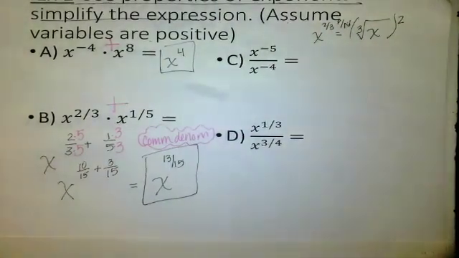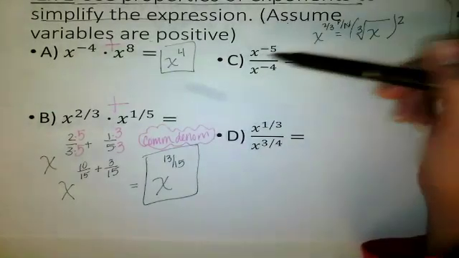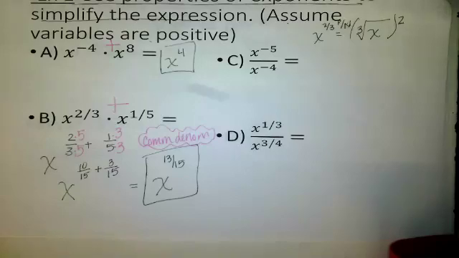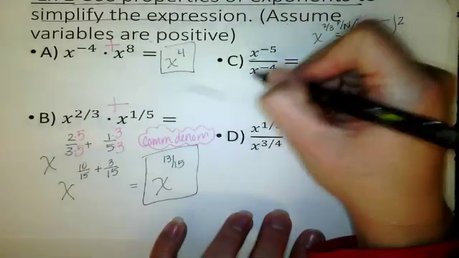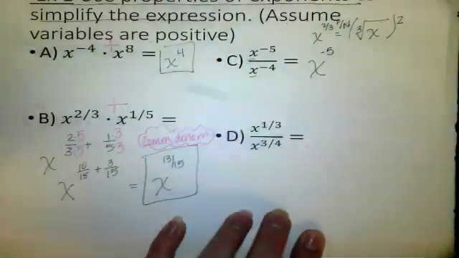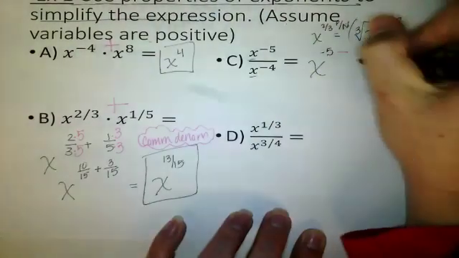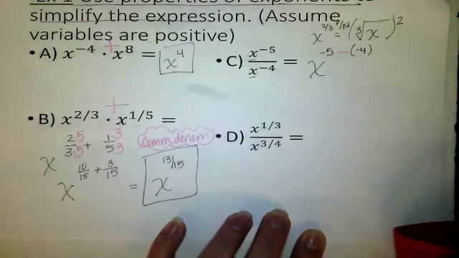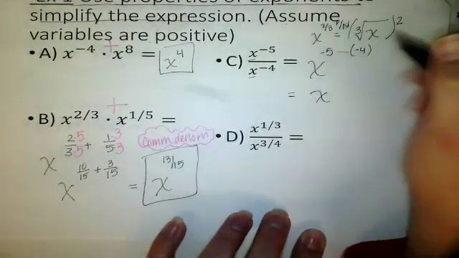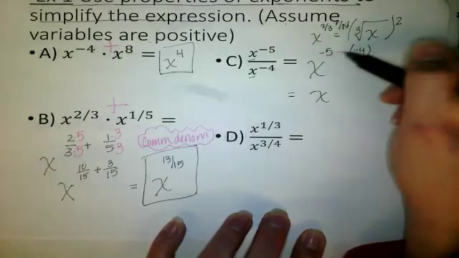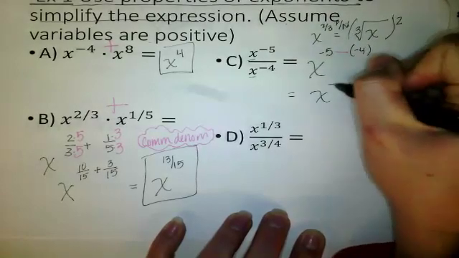All right, same base, add exponents. On letter C, we have the same base. What are we going to do to these exponents? Subtract the exponents. Yes. We're going to keep the base the same, and we're going to subtract top minus the bottom. Negative 5 minus the negative 4. Top minus the bottom. What happens when you have minus the negative? Turns to positive. So that's negative 5 plus 4, which is negative 1.